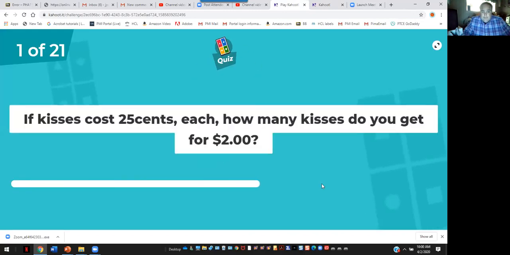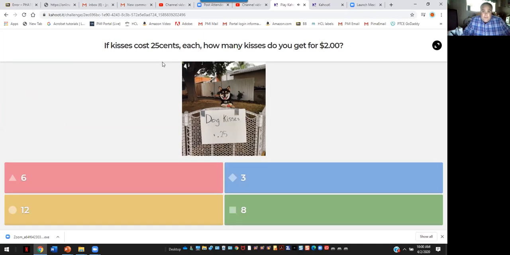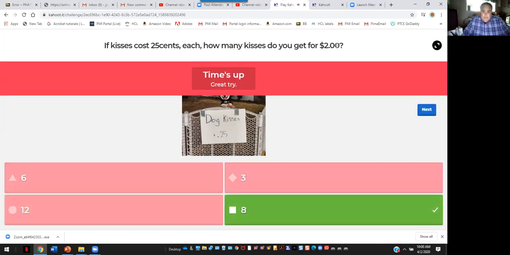So if kisses cost 25 cents, how many kisses do you get for $2? 25 cents each. If there's 4 quarters in $1, how much in $2? Uh-oh, it's 8.